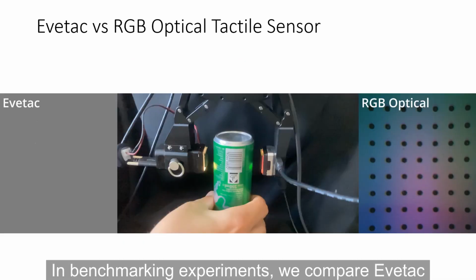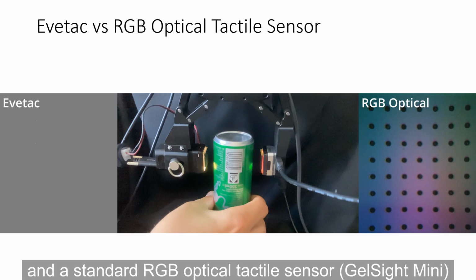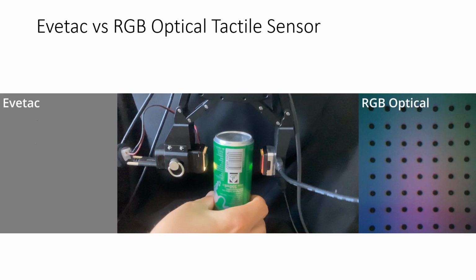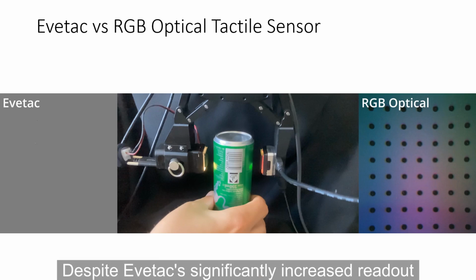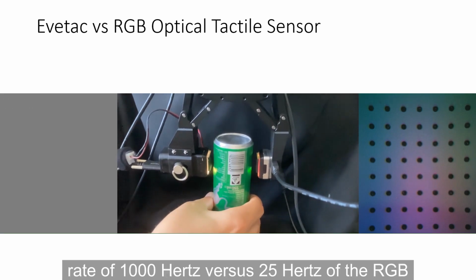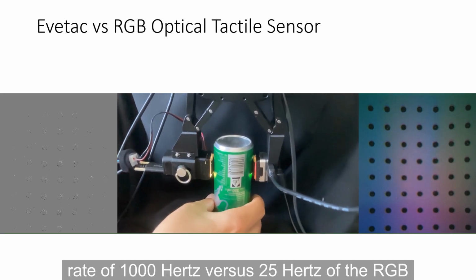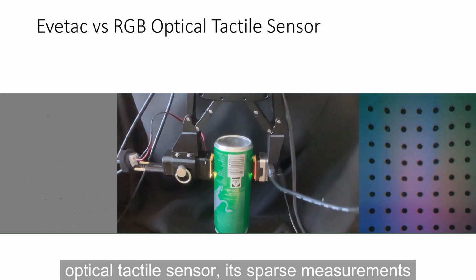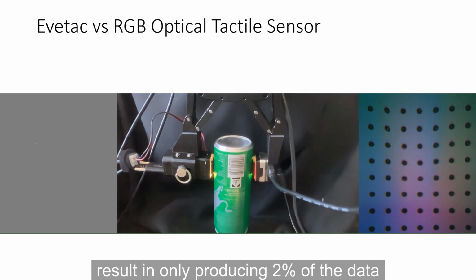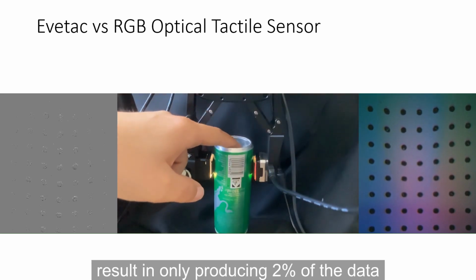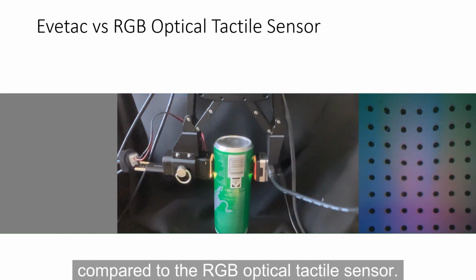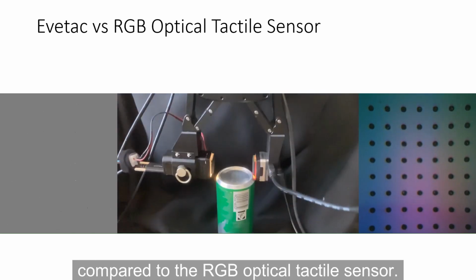In benchmarking experiments, we compare Evetac and a standard RGB optical tactile sensor, GelSight Mini, in terms of data rate. Despite Evetac's significantly increased readout rate of 1000 Hz versus 25 Hz of the RGB optical tactile sensor, its sparse measurements result in only producing 2% of the data compared to the RGB optical tactile sensor.